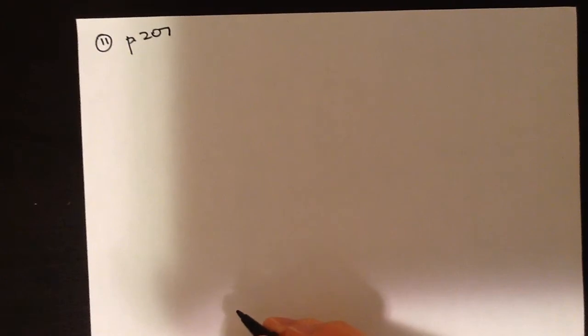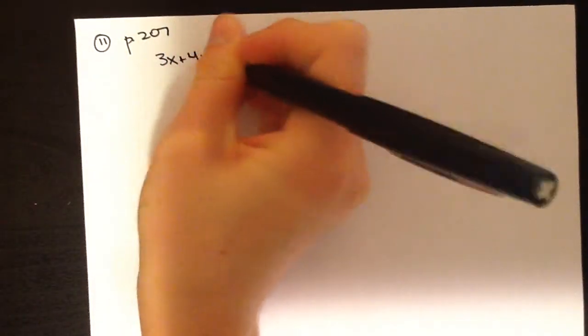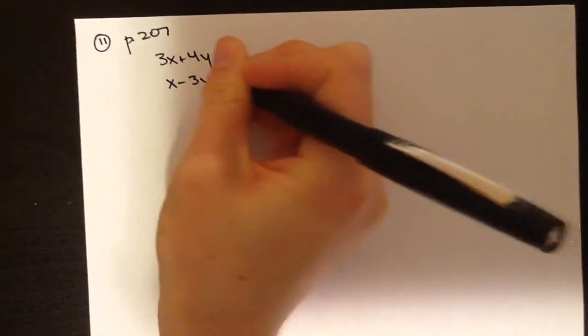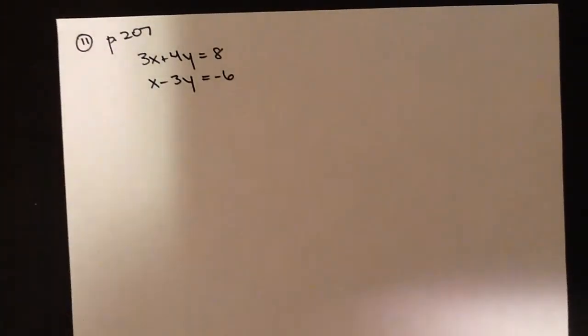So this is number 11. We've got 3x plus 4y equals 8, and then the second equation is x minus 3y equals negative 6. So like I said, I want to do it using 3 different methods. The first method we did was just by graphing on the calculator.